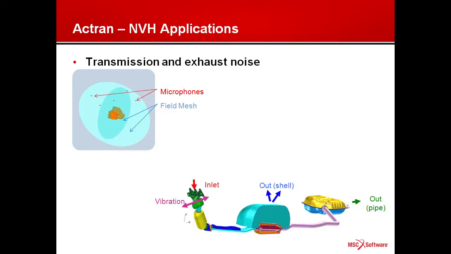Other NVH applications. And here's the microphones and field mesh. Very easy to build. Down here in the bottom, we've got the exhaust system. That outer shell that's being pointed to here, the heat shield that's over the converter and over the muffler to keep that thermal from getting to the passenger compartment, has to be designed carefully because it can actually be a noise radiator, and Actran can help you design and figure out if it's going to be a problem or not.